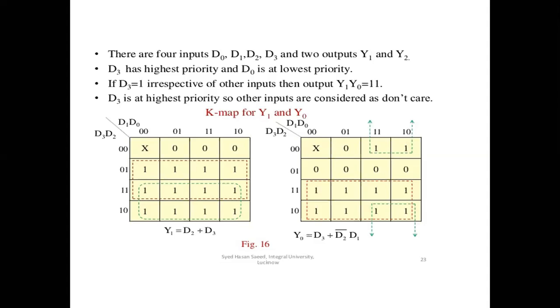How many selection lines are required? Suppose you pass 2 power n input lines, there are n selection lines. Suppose you have to pass 8 input lines. How many selection lines will be required? 2 power n, that is 2 power 3, so 3 selection lines are required. I will share the screen. Multiplexers.